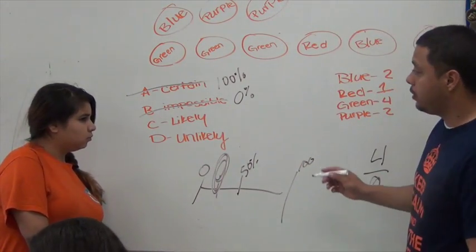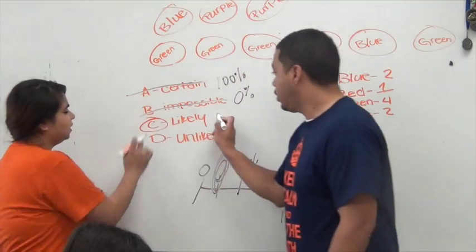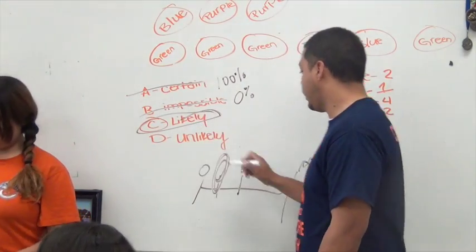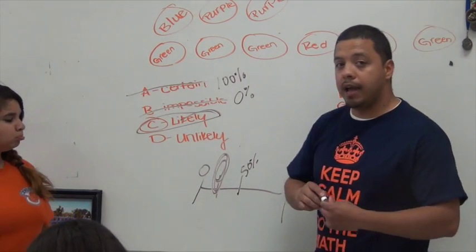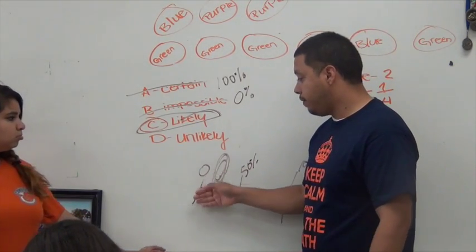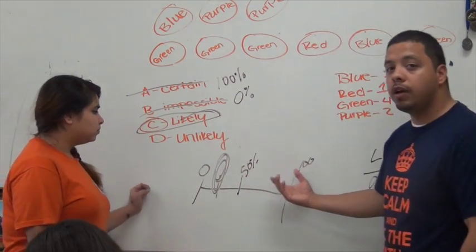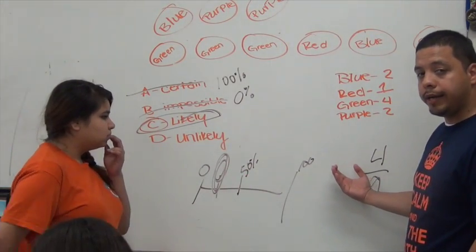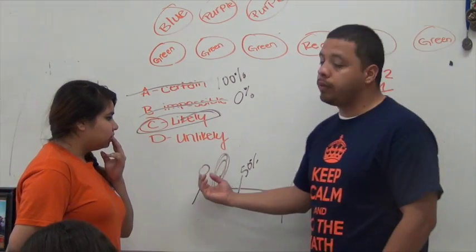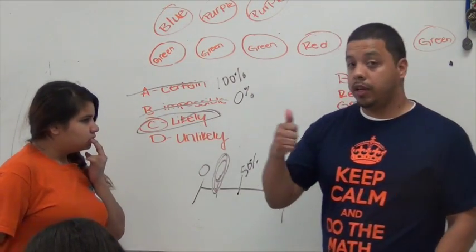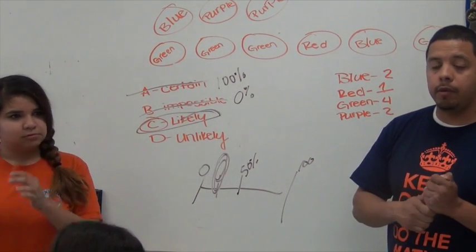So what was the correct answer here? C. The answer was C, because it is likely that it's going to happen. Okay? The odds are not so narrow, so to speak. Okay? So thank you for watching the video, and email me if you have any questions.